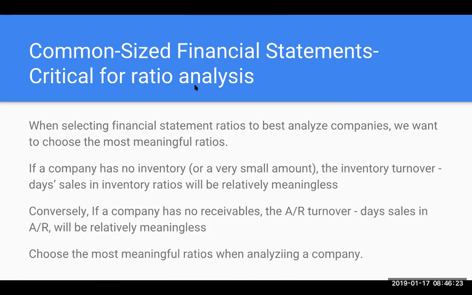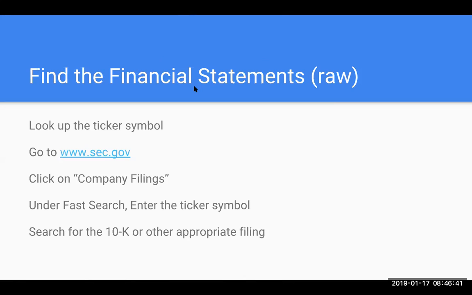But in any event, when we are choosing ratios, we don't want to just blindly go down the list and start computing things. We want to really see which ones are going to be more meaningful. And by doing common-sized financial statements, we can really see what ratios are going to be the best for us to use. So how do we do it? How do we find financial statements with sec.gov? I'm attaching this video to another part of my playlist, which will show you how to look up a ticker symbol for a publicly traded company.